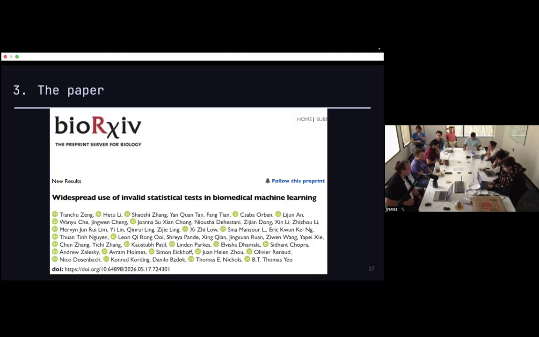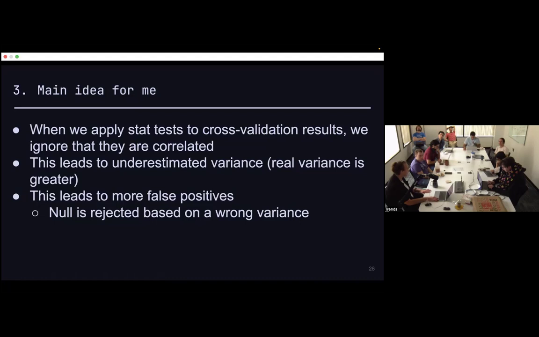Well, okay, and now the paper. I think this paper was in one of Vin's newsletters. He sent it to everyone, and then I saw it. It's talking about the pitfalls of using statistical tests for comparing machine learning models' performance, especially in a cross-validation setup.